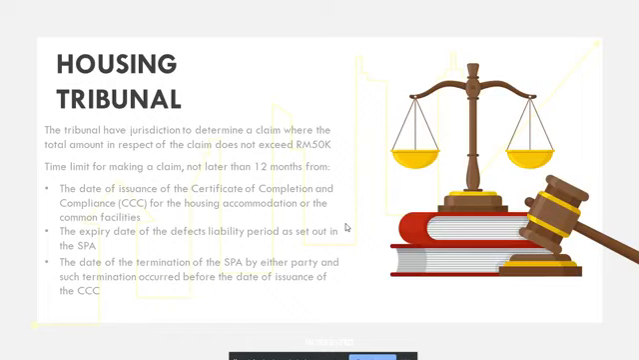So ketiga adalah the date of termination of SPA, sale purchase agreement, by either party, and such termination occur before the date of CCC. So masihlah tak lebih daripada 12 bulan daripada tarikh-tarikh yang dikeluarkan. 3 benda ni keluarkan. Okay. Kalau lebih macam tu tak boleh lah. Dalam range tu lah, dalam 12 bulan kita boleh masuk dalam housing tribunal lah.